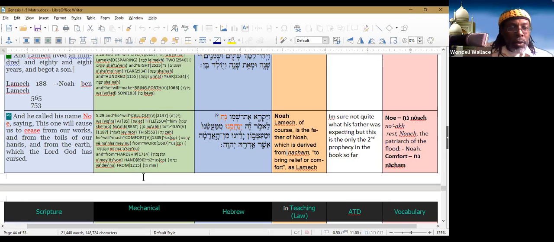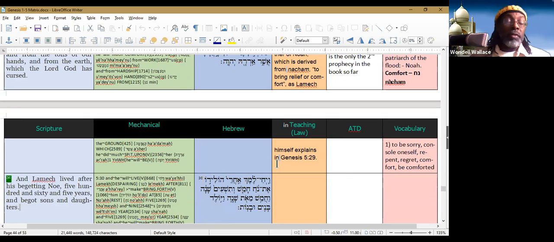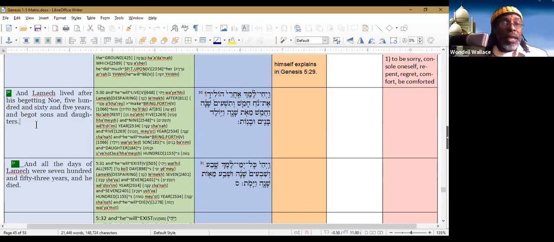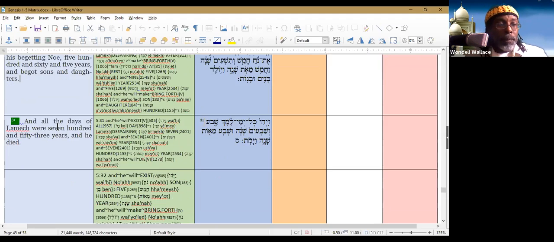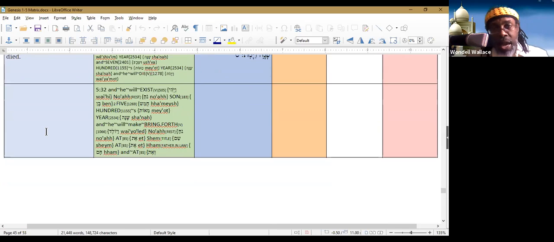And he called his name Noah. Okay, let's go. Noah, Lamech, of course, is the father of Noah, which is derived from Nacham, to bring relief or comfort, as Lamech himself explains in Genesis 5:29. All right, and Lamech lived after begetting Noah 565 years, and he had sons and daughters, of which we have none of their names. And all the days of Lamech were 753 years, and he died.